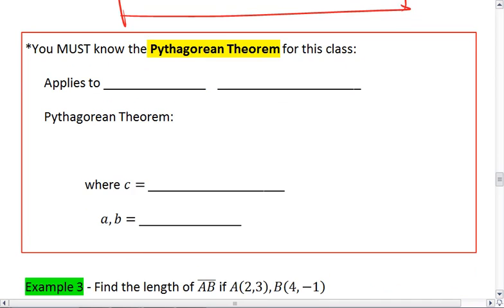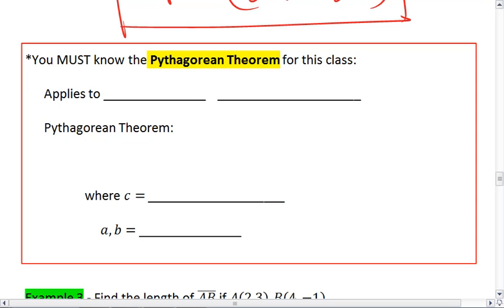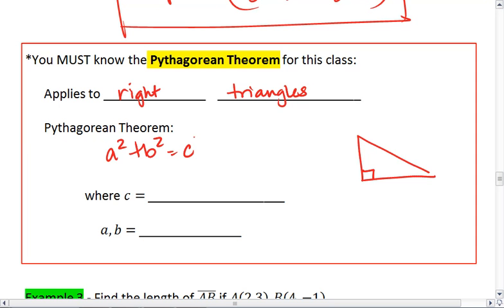But let's talk about an equation that you really do need to know, and that's the Pythagorean Theorem. The Pythagorean Theorem applies to right triangles. So we're going to draw a right triangle here. There's our right angle. And it tells us that a squared plus b squared equals c squared, where a and b are the legs of the right triangle, and c is the hypotenuse.